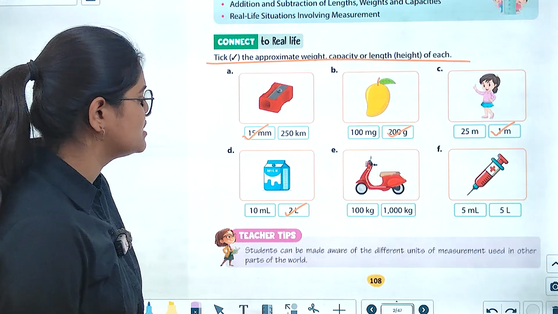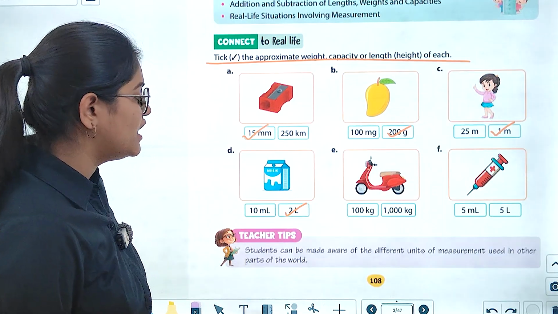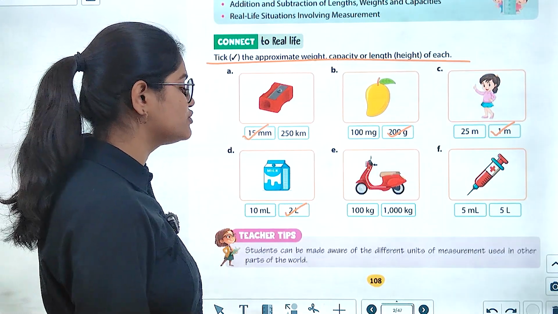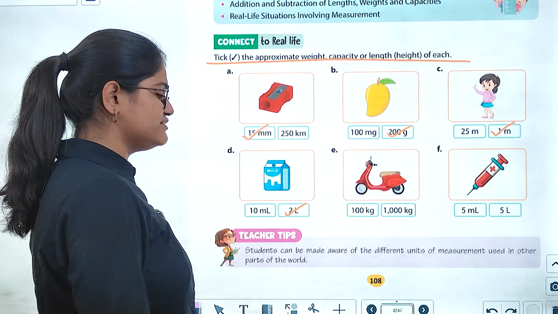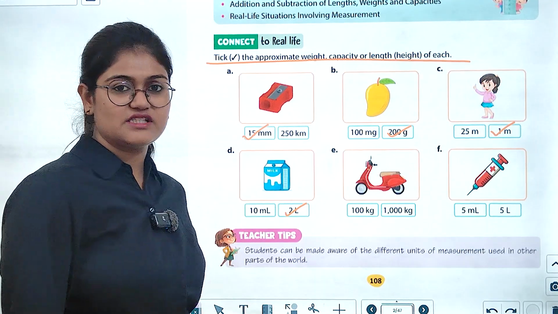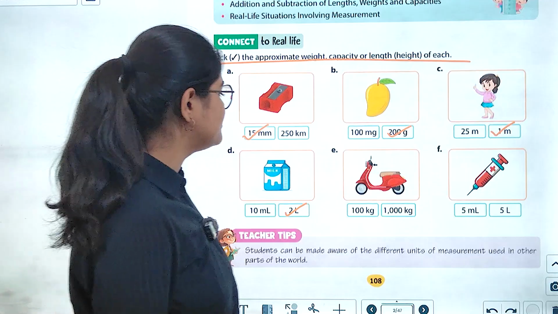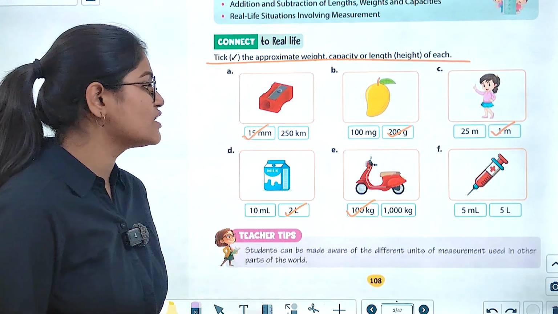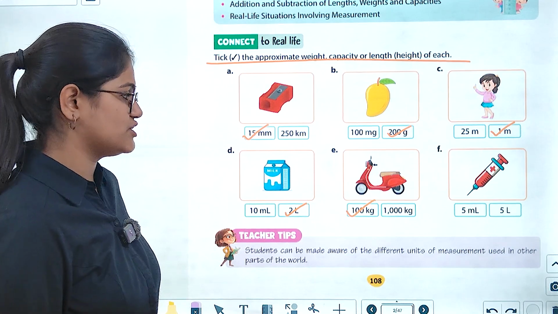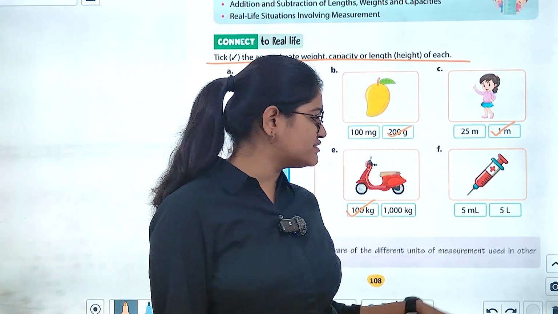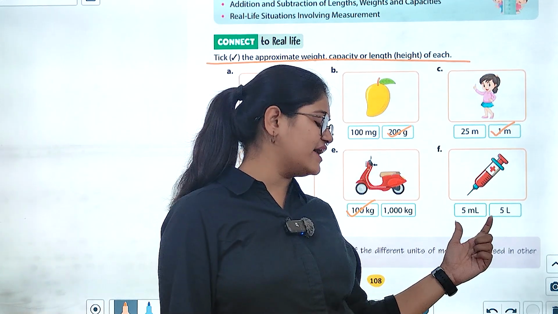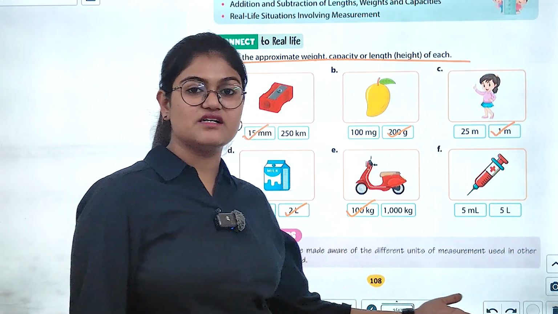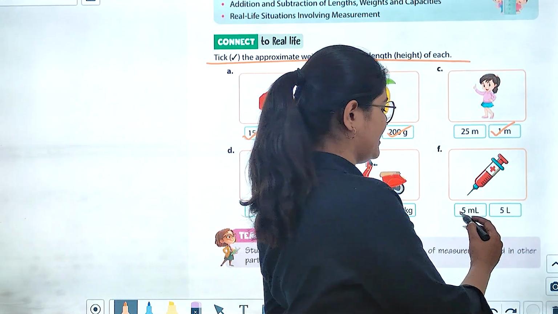Next is a scooter, and the options are 100 kgs or 1000 kgs. So obviously the answer is going to be 100 kgs, right? Next is an injection holding medicine of approximately 5 ml or 5 liters. Obviously, it is going to be 5 ml.